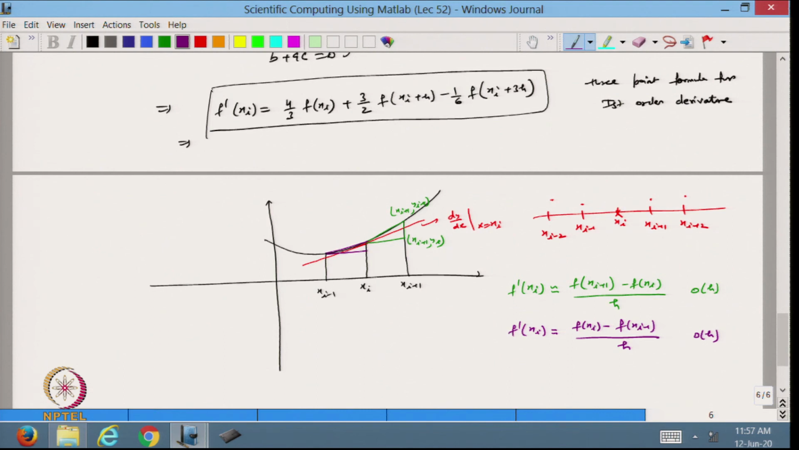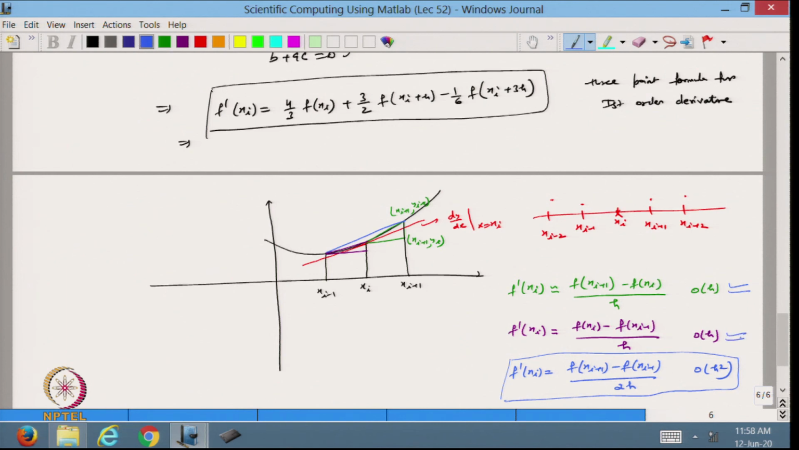Now if I take the central scheme, I have this point and this point, and I take the line connecting these points. From here I get f dash at xi equal to f at xi plus 1 minus f at xi minus 1 divided by 2h, and this is of order h square. You can see that this chord is parallel to this tangent, so the central finite difference is of order h square, and it is going to give you a more accurate value as compared to the forward or backward finite difference.